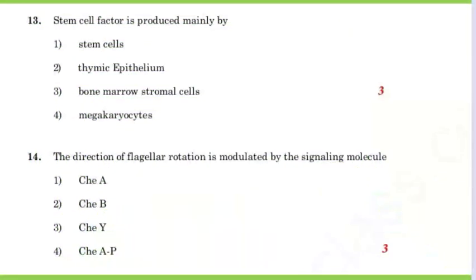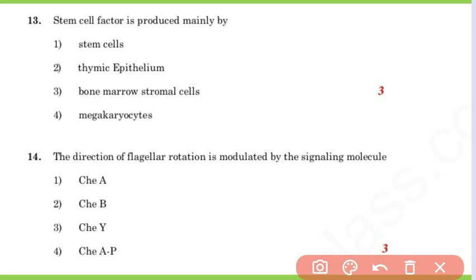Stem cell factor is produced mainly by. The stem cell factor is nothing but a glycosylation protein, and it is produced mainly by bone marrow stromal cells. So option third is the answer of this question. Stem cell factor is a glycosylation protein produced by bone marrow stromal cells. Then next question, the direction of flagellar rotation is modulated by the signaling molecule.